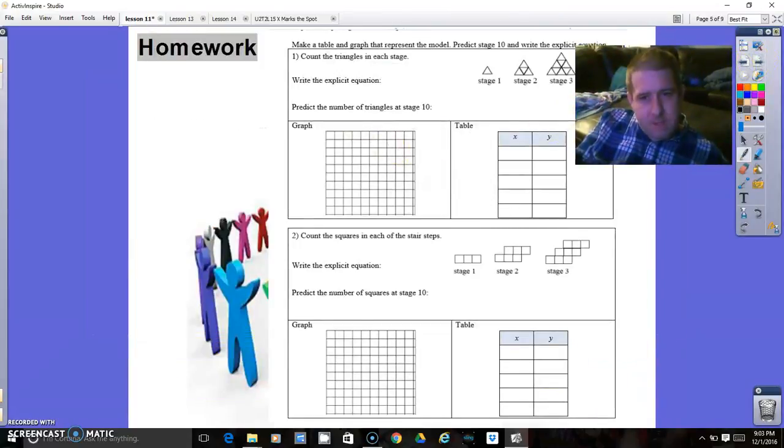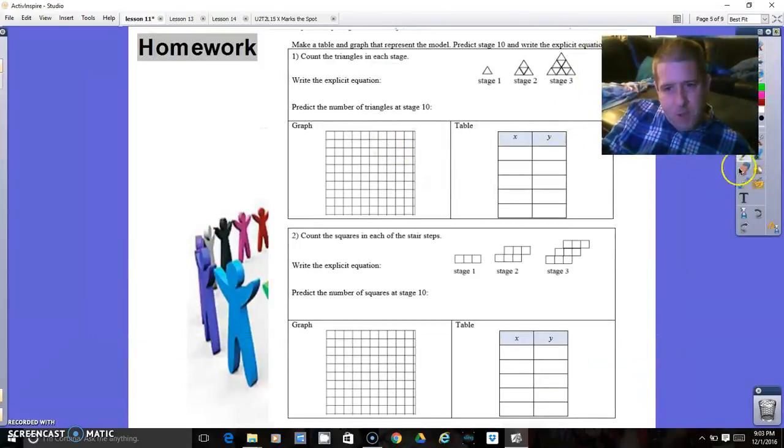All right, so getting to the homework. The first question is actually something for the future. So we're looking at the triangle stages. This is 1 triangle, this is 4 triangles, this is 9 triangles. The 4th stage would have been 16 triangles. And the reason I'm doing that is because the equation is y equals the stage times itself. So that's x squared. So this is actually a quadratic equation, which I know we haven't done yet. But it's pretty basic. 1 times 1 is 1, 2 times 2 is 4, 3 times 3 is 9, 4 times 4 is 16.